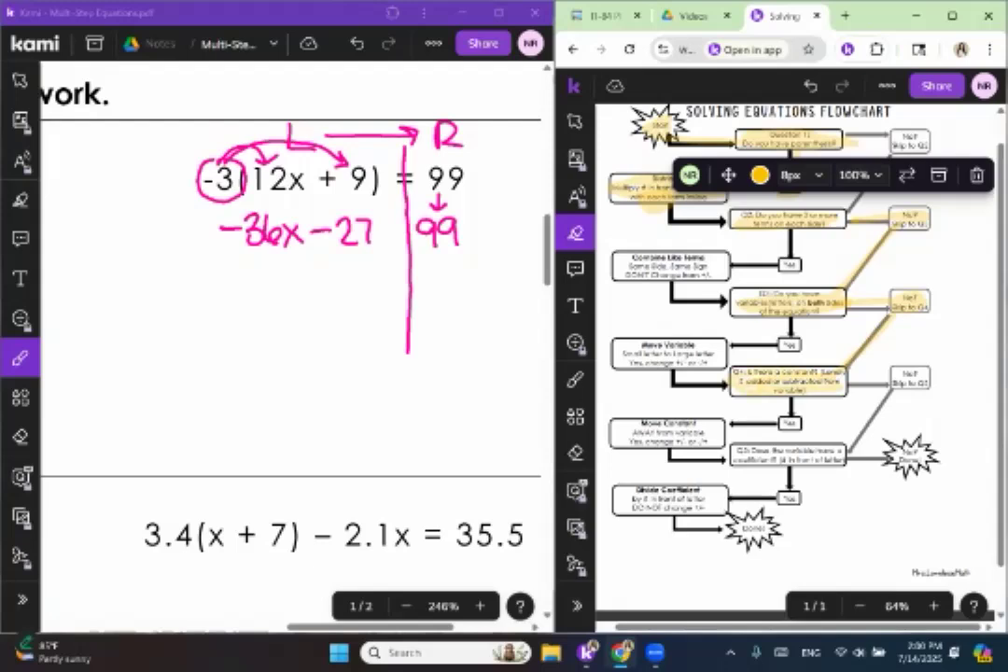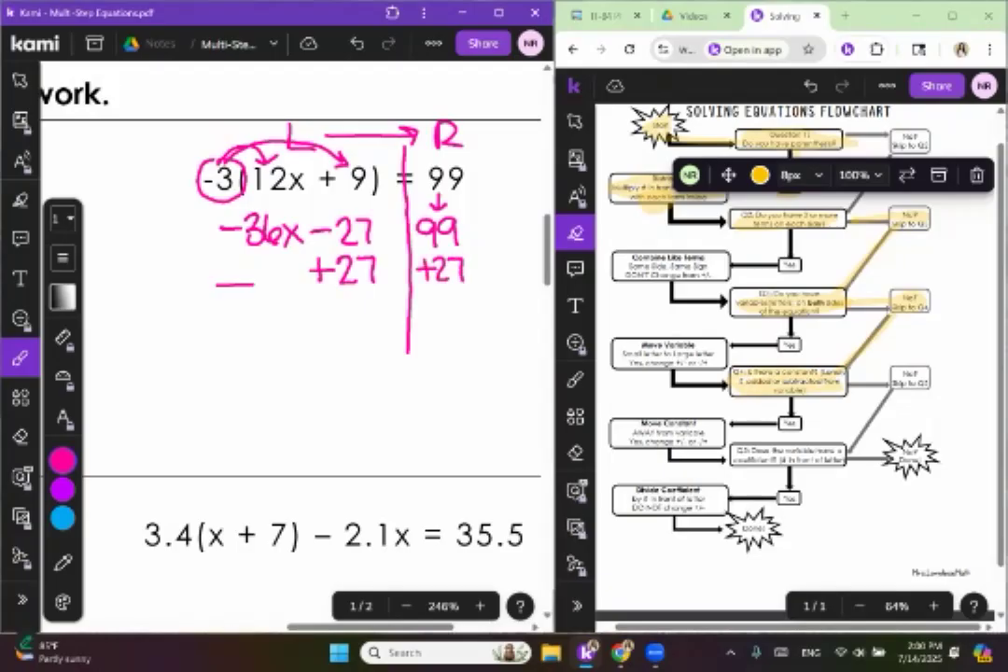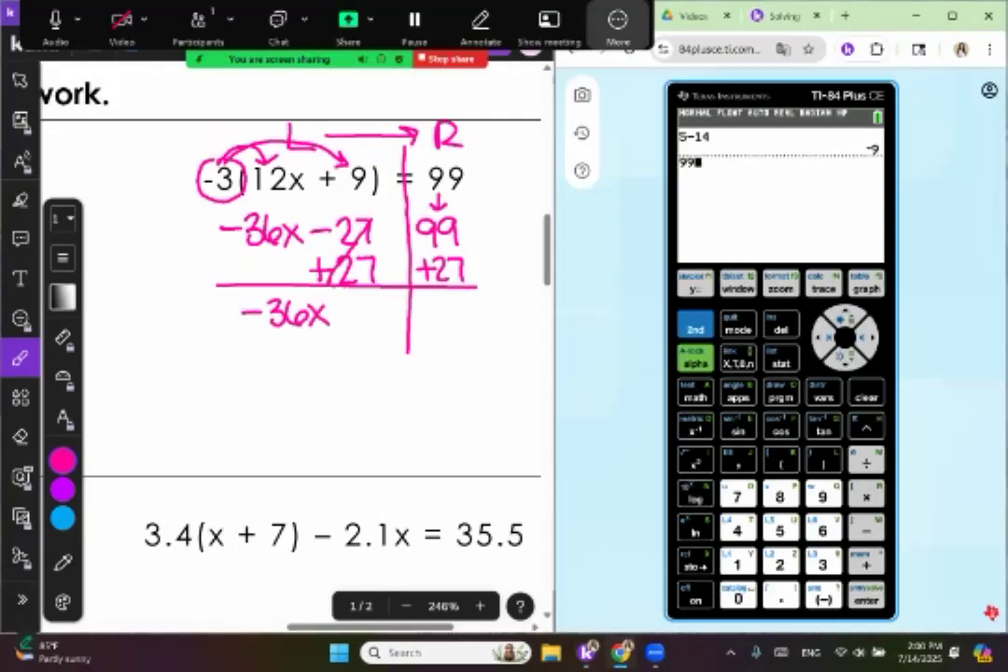Is there a constant? Yes. Let's get rid of that constant. So minus 27 changes to plus 27. Complete. Clean it up. Negative 36x comes down. 99 plus 27. I guess we can go ahead and use this to make it go faster. 126.